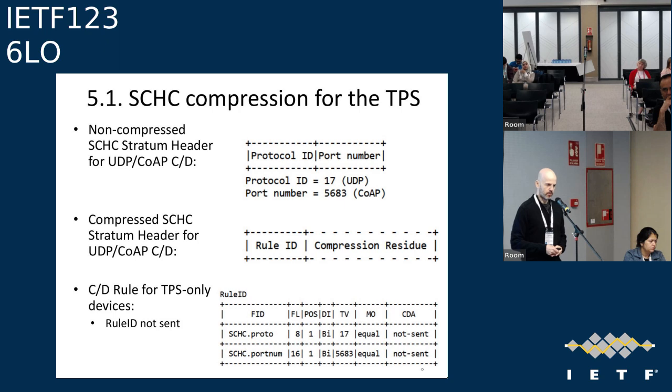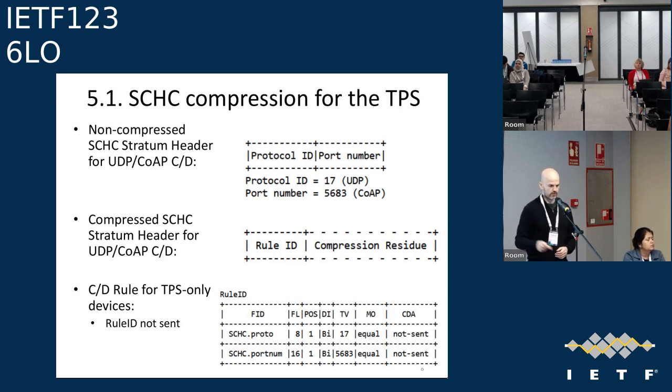So we have also provided in section 5.1 formats for the SHIC stratum header, which again in this version is for joint UDP CoAP compression and decompression. So the format would be a protocol ID and then a port number. And if we are using UDP and CoAP, if we are considering the TPS, the transition protocol stack, then the protocol ID would be 17. The port number would be 5683. But then in compressed form, the SHIC stratum header would be composed of, as usual, a rule ID and then, if any, a compression residue.